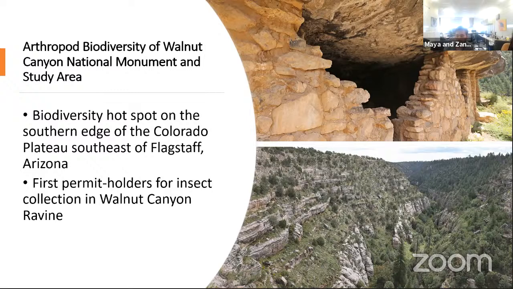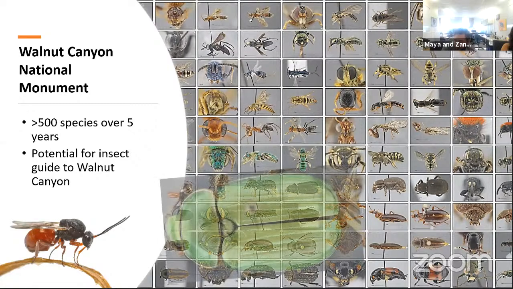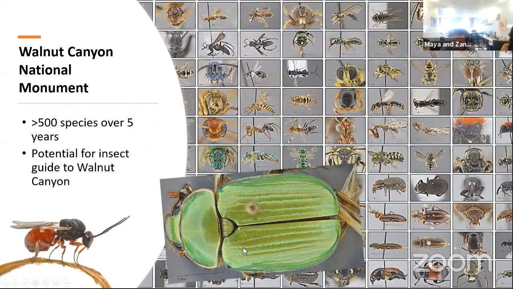So we put Malaise traps down there and also collected live material. And we found a number of unique specimens just coming out of Walnut Canyon. So here's just a sample of some of the images that we've done from there. To date, we've collected over 500 species, at least documented in that canyon, through our collection techniques for the past few years. And here's just a sample of some of the work that we've done.